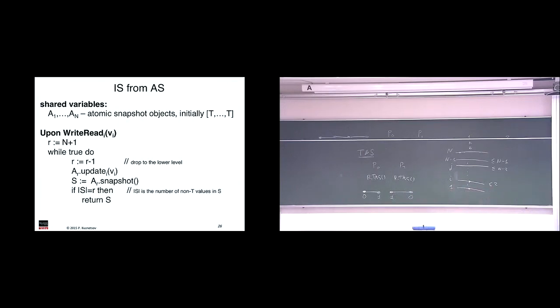So in some sense, it's a very elegant algorithm which gives you an abstraction which has a very nice combinatorial representation. And from this point on, we're going to stick to immediate snapshots and forget about atomic snapshots and read-write, because immediate snapshots are nice.